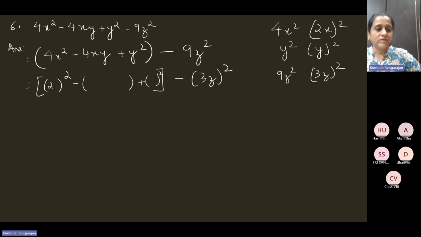So what is this? 2x. And what is this? y. So what will be the middle term? Minus 2 into 2x into y.